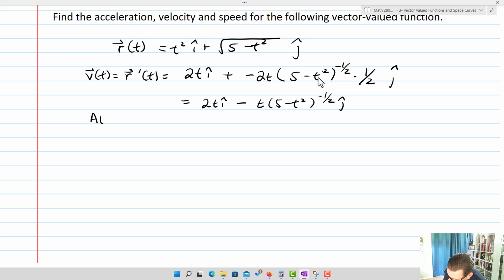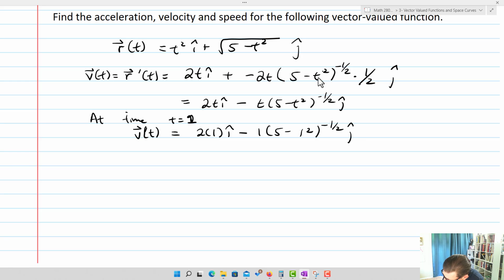So at time t equals 1, we'd say that we've got not v prime of t, but v of t equals 2 times 1 i minus 1 times (5 minus 1 squared) to the negative 1/2 j, okay, which is going to equal 2i, and then this is going to be negative 1, and this will be 4, so it's the square root of 4, so minus 1/2 j, and that is actually our velocity vector at time t equals 1. Now we'll find the acceleration vector, a of t.